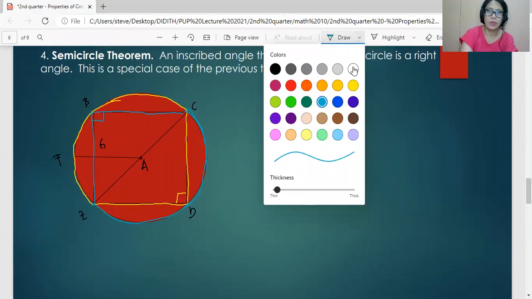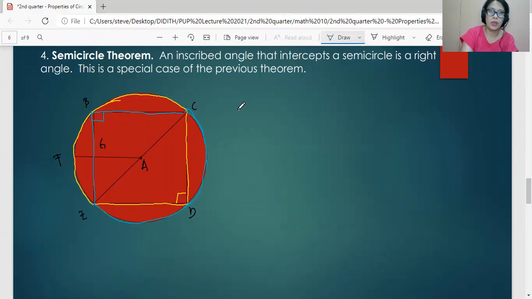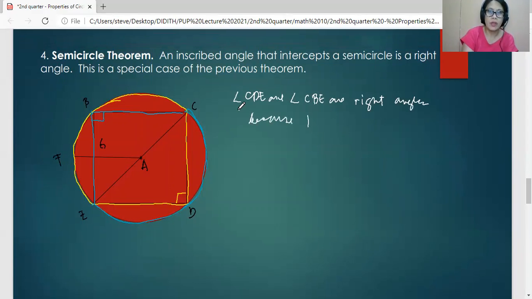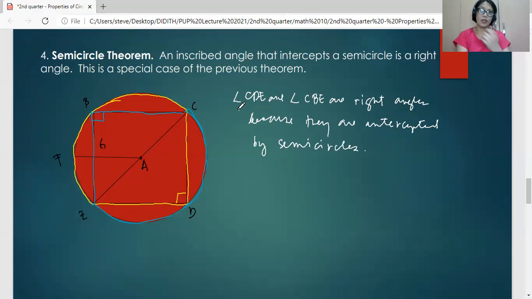So, angle CDE and angle CBE are right angles because they are intercepted by semicircles. So that's for the semicircle theorem. So this semicircle theorem is again a special case of the inscribed angle theorem.